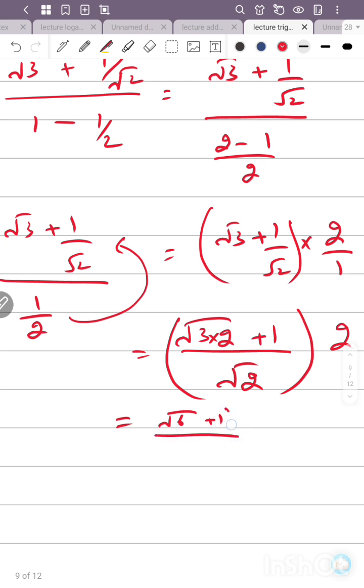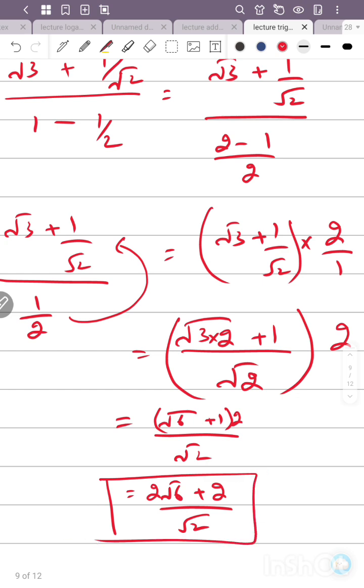We got the answer 2 square root 6 plus 2 divided by square root 2.